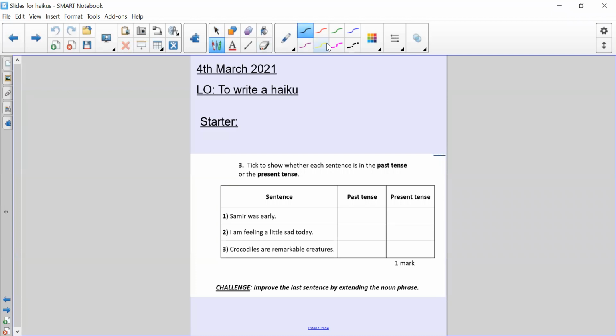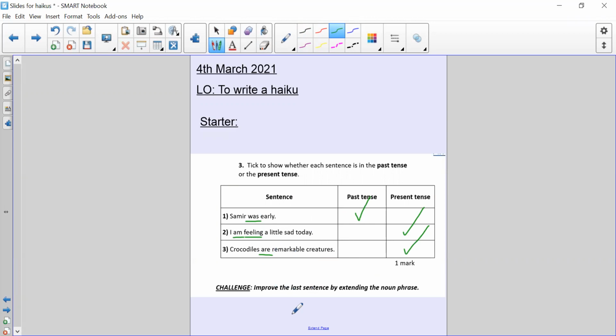So we've got Samir was early. We've got the word was, which means it was in the past. I am feeling a little sad today. Okay, so that is happening now. And crocodiles are remarkable creatures. That is the present tense because they are remarkable creatures.